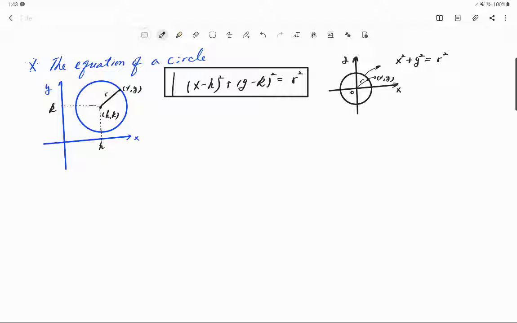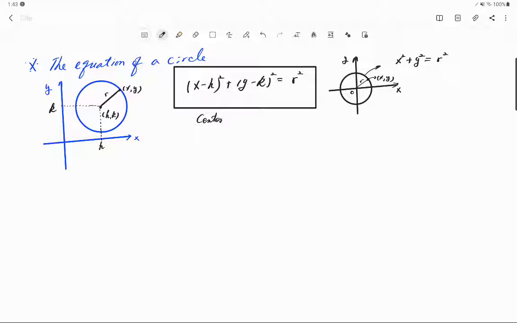So don't forget this equation. In this case, what's the center? The center is h and k, from x minus h, y minus k. So the center is h and k, not negative h and negative k. So don't forget this equation of a circle.